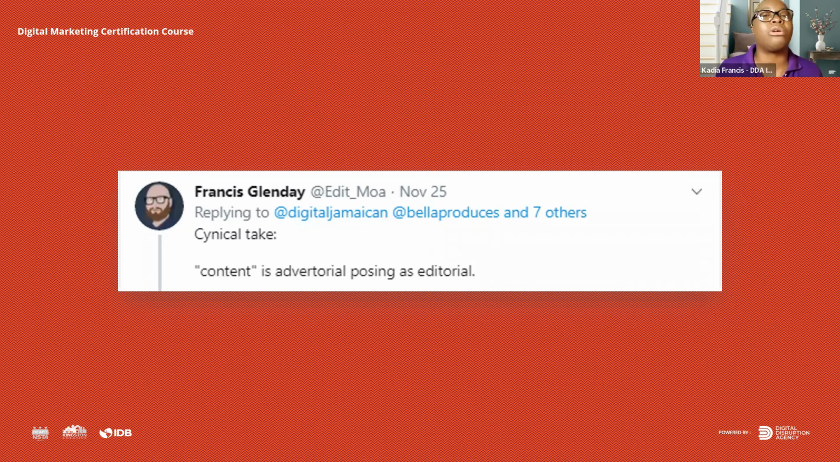Editorial is storytelling. You're telling a story, you're pulling people in, you're entertaining them. Advertorial is sales, selling. So what you're doing is you're using content as a storytelling mechanism to do the same thing as that commercial would do, right?